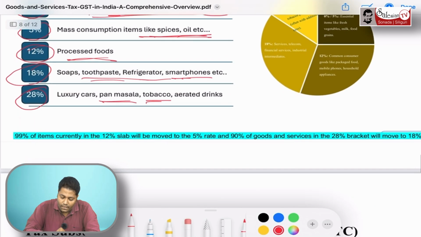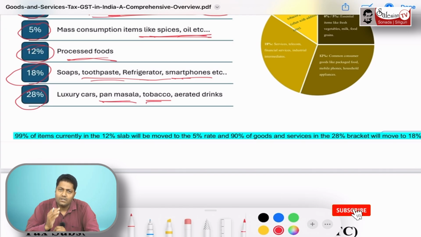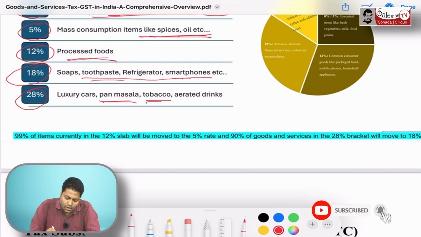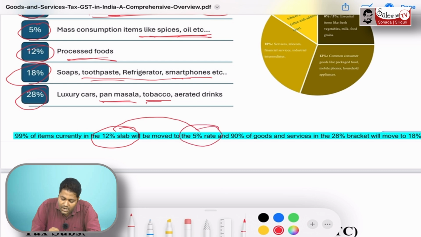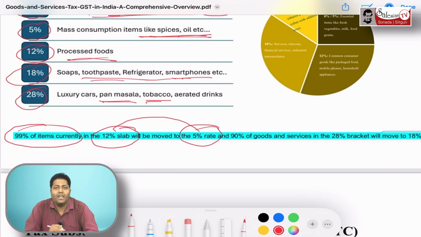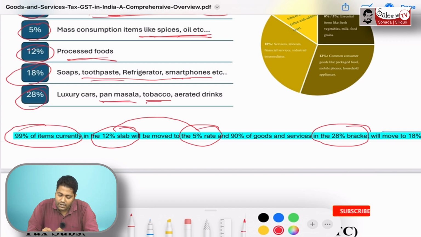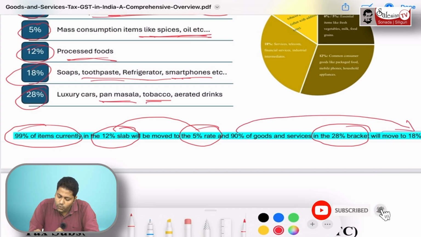Now, what is important to know? What is the current development in this? What is there in the news is that the government is trying to change some slabs here. A 12% slab rate is there, which will be moved to a 5% slab rate. 99% of items in the 12% slab will move to a 5% rate, and of the items in the 28% bracket, 90% will move to the 18% tax slab.